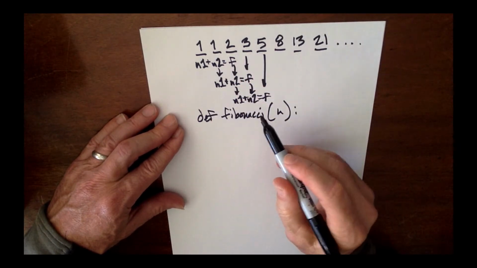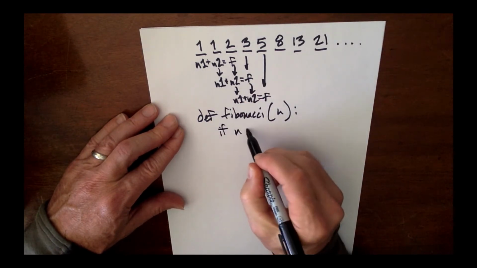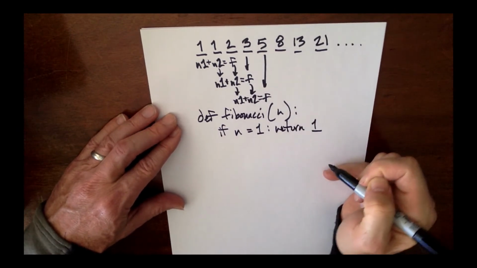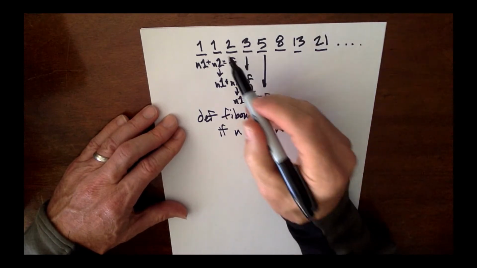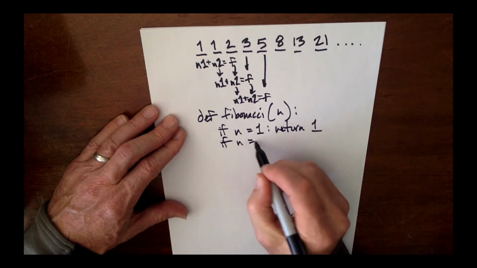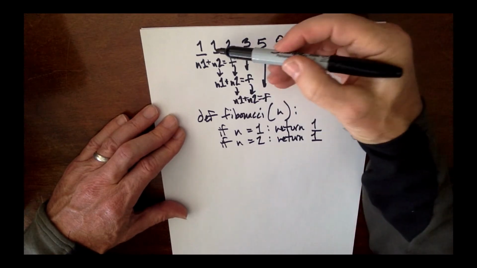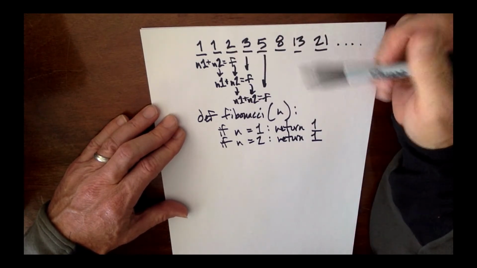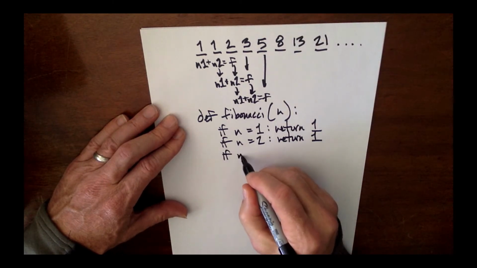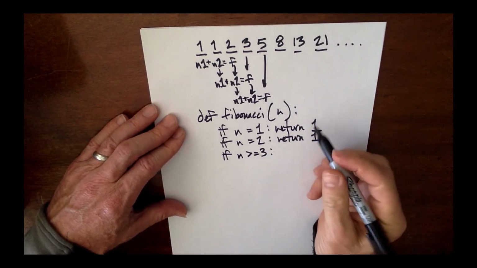So if n comes in, and if n is 1, then I already know what the answer is. I'm just going to say if n equals 1, then return the answer, 1. That's easy. And if n is 2, if they ask for the second Fibonacci number, well, that's also pretty easy. I'm just going to return the value 1. That's the second Fibonacci number. But if they ask for 3 or more, if n is greater than or equal to 3, if I haven't returned one of these things, it's going to be a little bit more complicated.